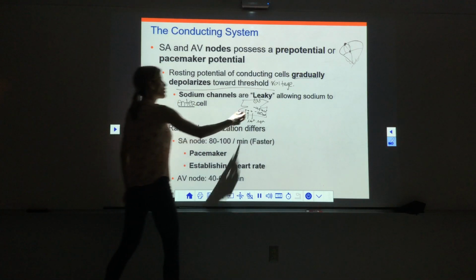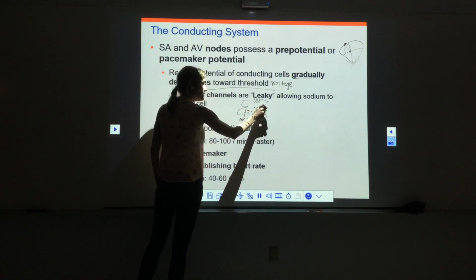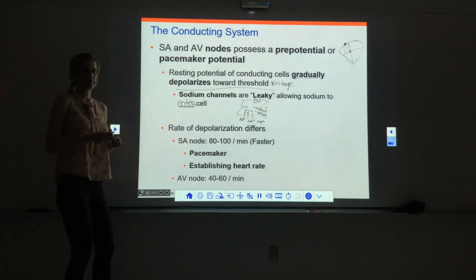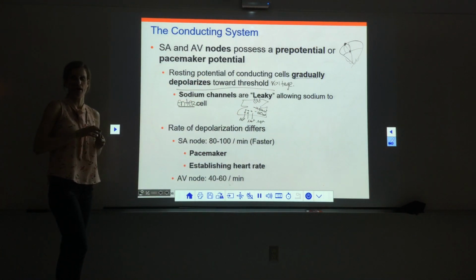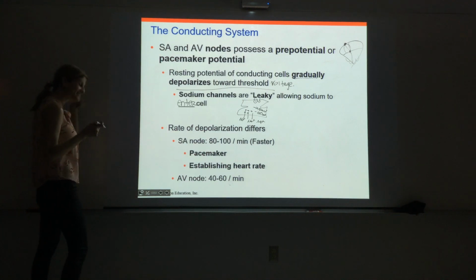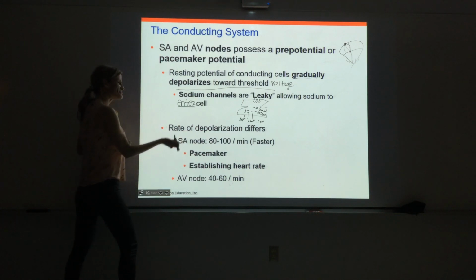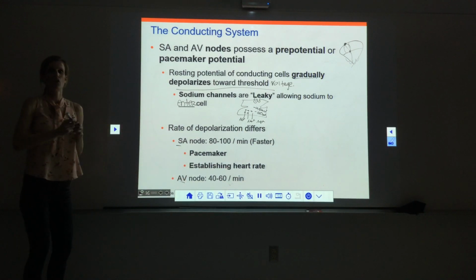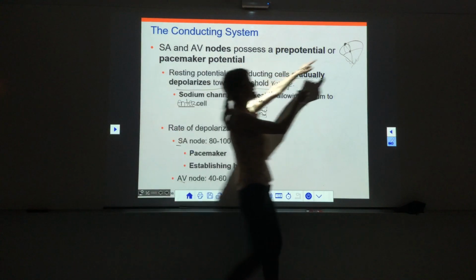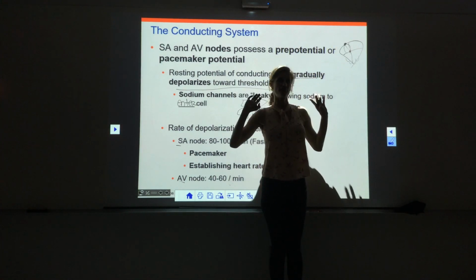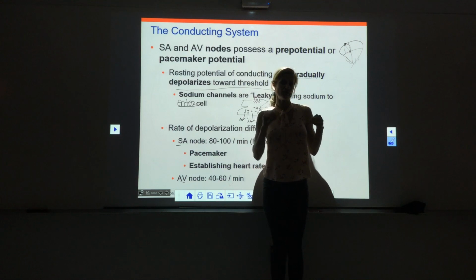This happens all the way until we get to depolarization, and that opens the voltage gated channels and generates an action potential. This is why they don't need a neuron to turn them on. They turn themselves on. Okay? So the rate of depolarization differs between the SA node and the AV node. They both have the ability to leak to threshold and generate their own action potentials, but they do it at different speeds.